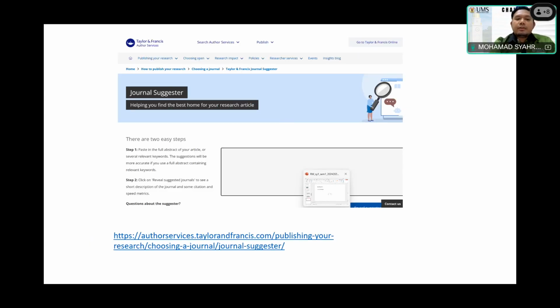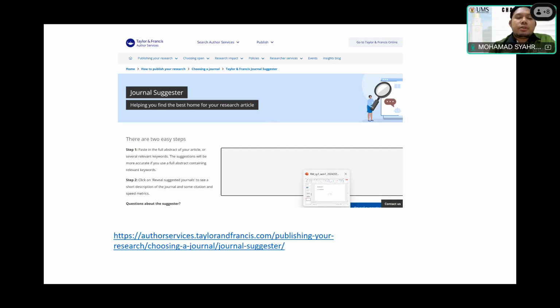This is the Taylor and Francis journal suggestor. Just paste the abstract of your article, then the system will suggest which journal is the best fit for you. Of course, sometimes it's not really correct, but at least it's kind of helpful because they will list the journals.